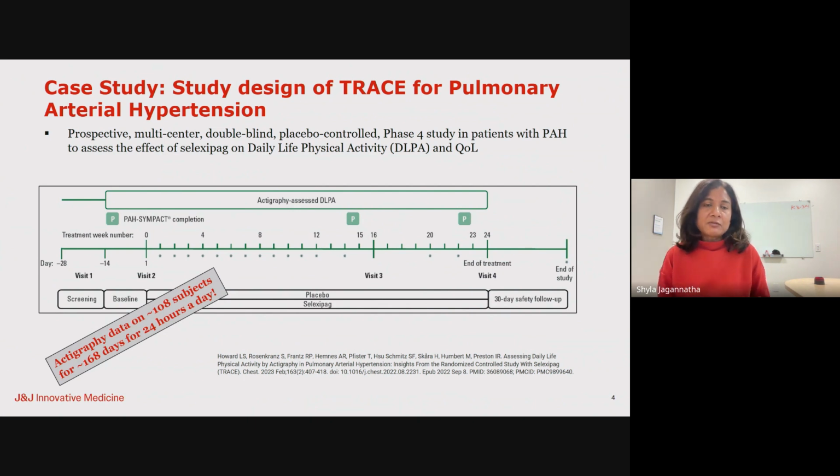But the takeaway is that each subject was given a device, the Actigraph device GT9X link, and they were asked to wear the device 24 hours a day for the duration of the study. So when the study finished, we had a very rich data set of actigraphy data on about 108 subjects for 168 days, 24 hours a day. As you can tell, this is a very rich data set from which we can learn a lot about actigraphy in this indication. Next slide.